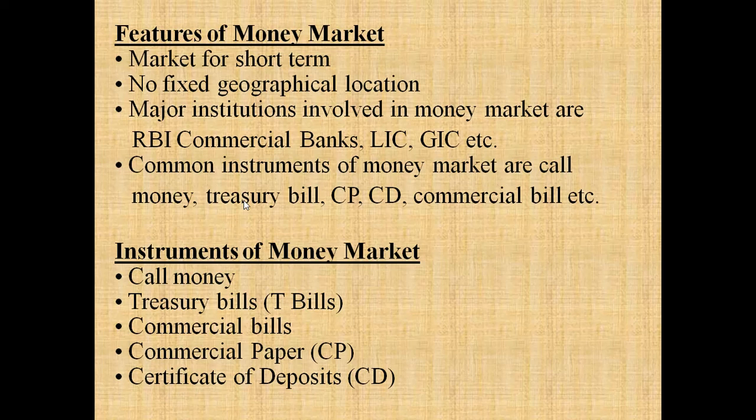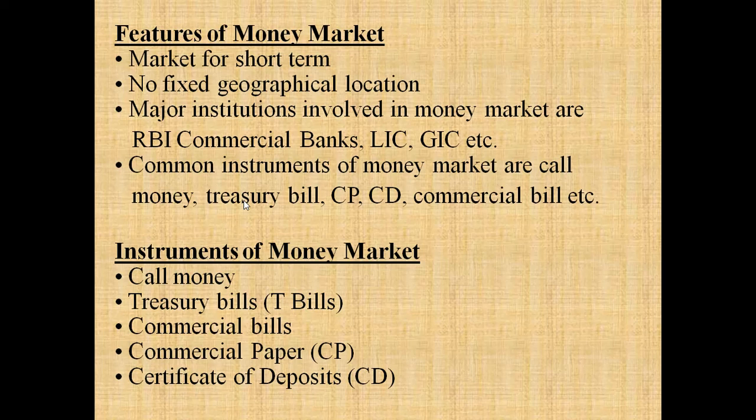So similarly, the money market doesn't have a geographical location. I just gave you the example from the point of view of UPI payment. Similarly, you can have transactions in the money market as well. Now, the major institutions involved in the money market are the RBI and commercial banks, be it LIC or GIC. GIC stands for General Insurance Corporation, and LIC for Life Insurance Corporation. The common instruments of money market are call money, treasury bills, CP, that is commercial papers, CD, that is certificates of deposit, and commercial bills, etc.